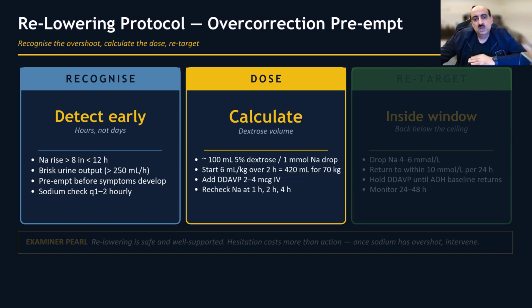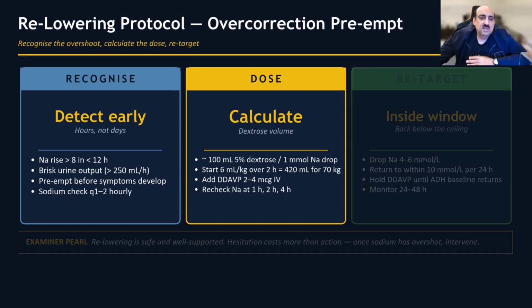Number 2, dosing. So dextrose dosing, as we have said, 100 ml of 5% dextrose should drop the sodium by 1 millimole. So you may need 6 milliliters per kilogram. In a 70 kilogram patient, you're talking about around 400 ml or so. So hopefully this will adjust around 3 to 4 millimoles of sodium back to the safe range.